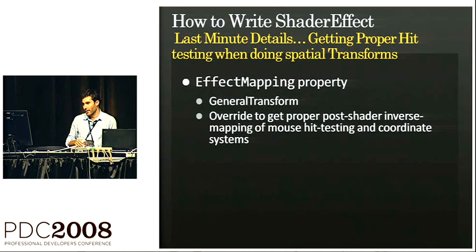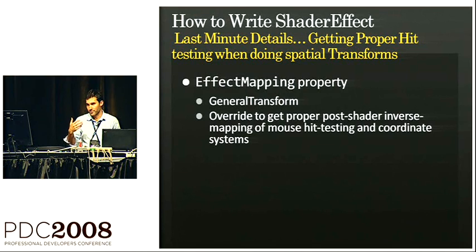And something else is this effect mapping property that exists on pixel shaders. The reason this exists is because you can not only do color transforms in pixel shaders, but you can do spatial transforms. And when you're doing a spatial transform, you need a way to reverse map the mouse hit testing properly through the shader. You might have seen some of the demos we've got where we're doing bulge effects, or swirl effects, or magnify effects.